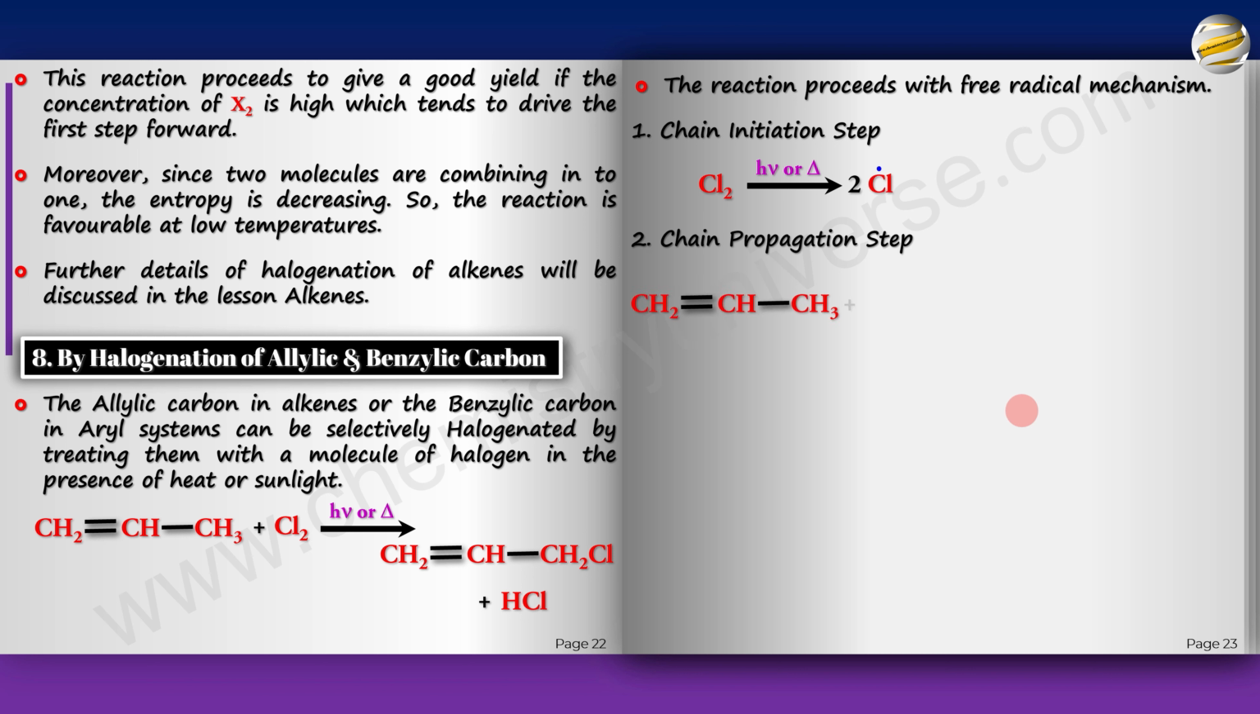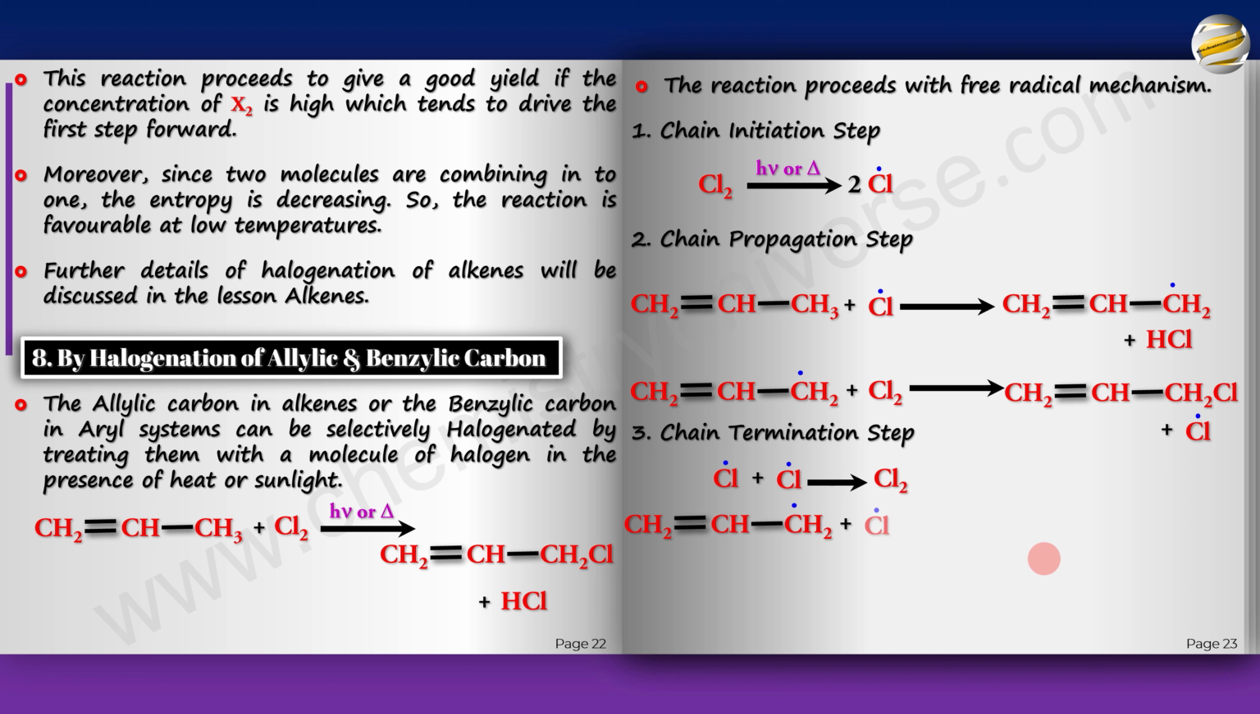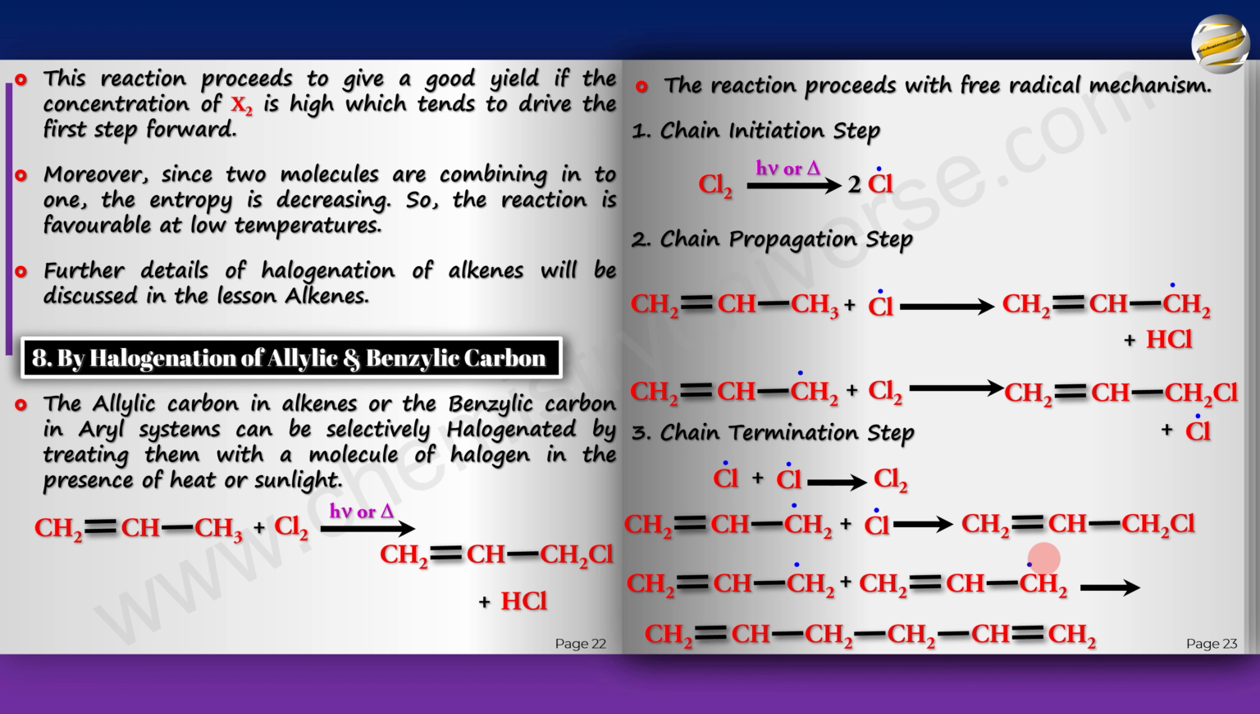In the propagation step, if the Cl dot were given an option, it will only take the allylic H to form the allyl radical, which is resonance stabilized. Remember, resonance stabilization. Then the allyl radical will react with the Cl2, giving back the Cl dot and take the Cl on the allylic carbon. And this reaction will keep on going. Termination steps. As you know, the radicals meet, radicals and atoms meet, and the reaction gets terminated.